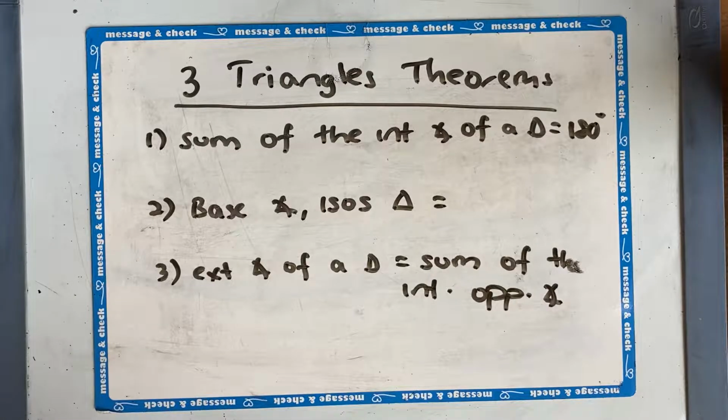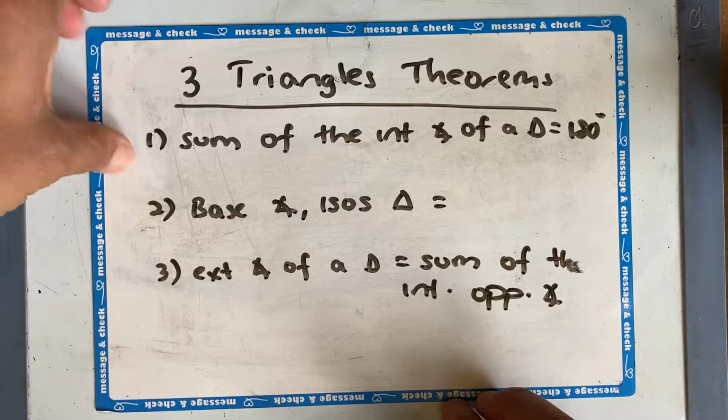Today we are going to continue with our theorems. So far we have learned 4 straight line theorems, 3 parallel line theorems, and now we're going to go to the 3 triangle theorems, which are stated on the screen now. The sum of the interior angles of any triangle add up to 180 degrees. The base angles of an isosceles triangle are equal. And the last theorem is called the exterior angle of a triangle equal to the sum of the interior opposite angles. Good. We shall now proceed with the theorems.